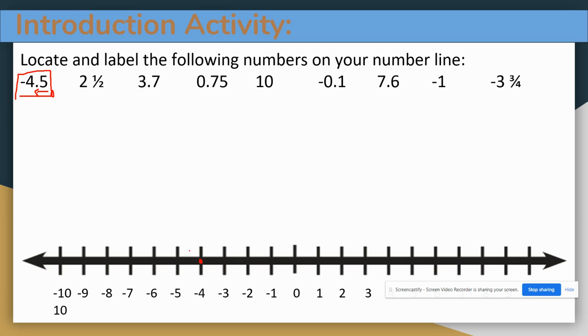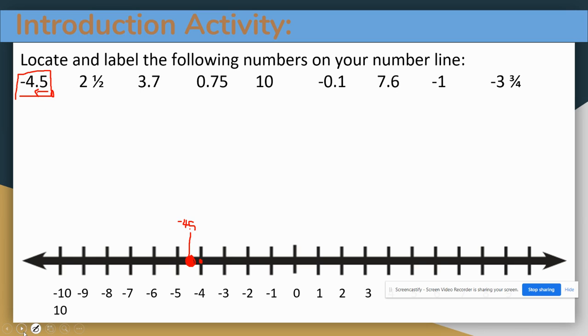So the number that's in between, it would fall between -4 and -5. And since it's 0.5, I know that's the same as 4.5. So really I could label it right in between -4 and -5. So -4.5, don't forget my negative sign in front. And I should put a big decimal point there to let me know where that number falls.